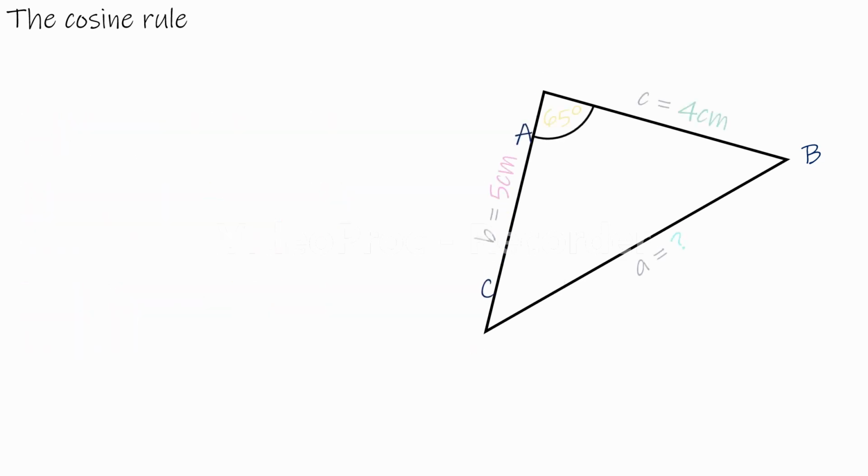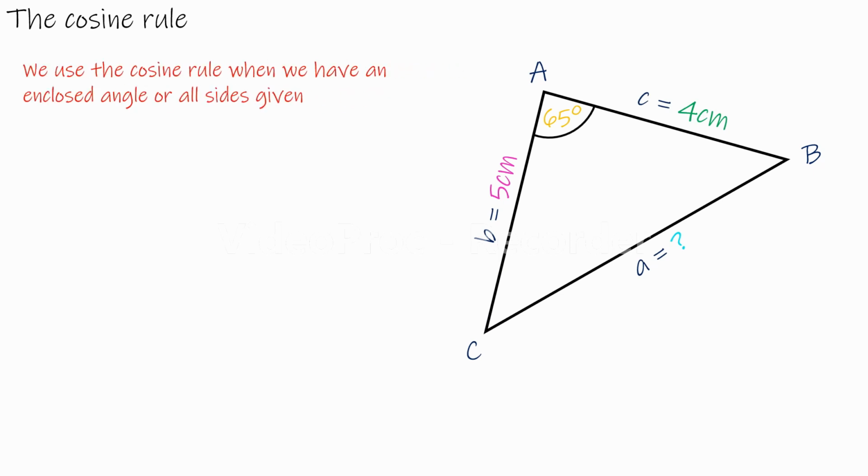Now, moving on to an example. Here we can see that we have a triangle with two sides and an angle enclosed by those sides, meaning we must use the cosine rule, as the cosine rule is going to be used when we have an enclosed angle, which is as I just described, or all of our sides are given.